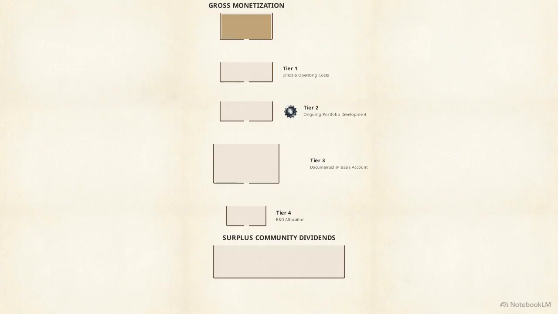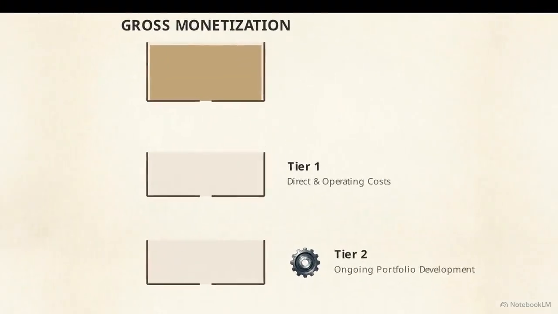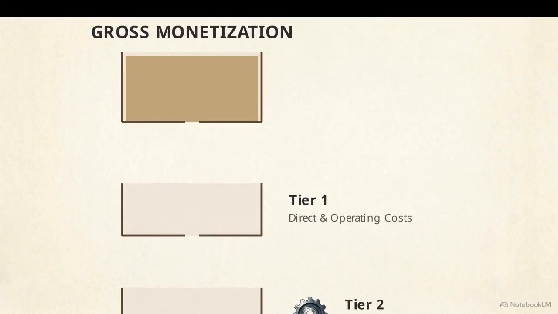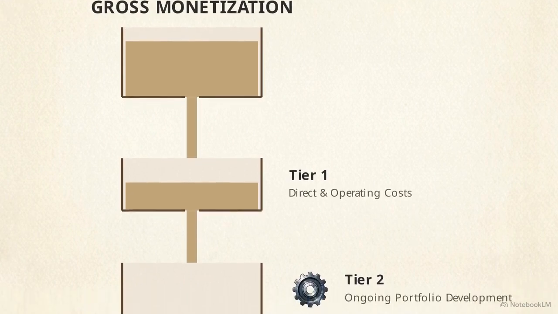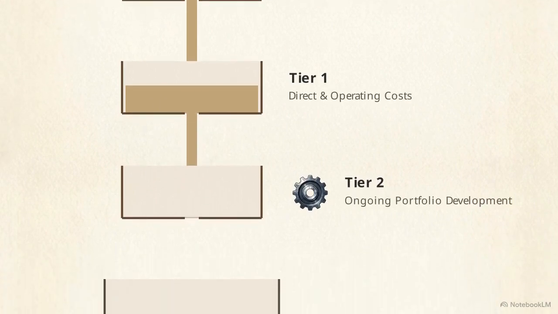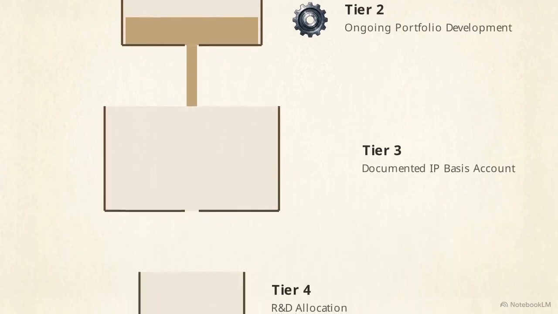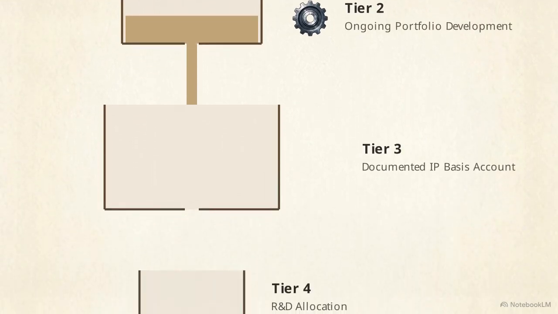This flowchart charts the exact economic waterfall governing the engine. The primary financial rule is strict. No general community dividends are distributed from an IP asset until the contributor's documented IP basis is fully addressed. At the top, we have gross monetization. In the first step of the waterfall, that gross monetization flows down and pays off direct commercialization and ordinary operating costs. Second, the remaining funds flow downward to finance current and ongoing IP production and prosecution.